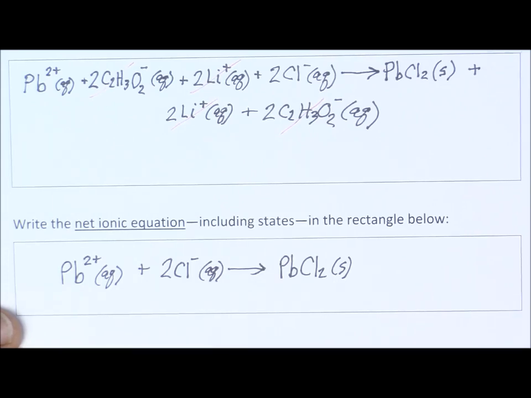Now how about charges? On the left-hand side, we have 2 positive charges with the lead. We have 2 negative charges with the 2 chlorides, so positive 2 and negative 2 cancel each other out, giving us a net charge of 0 on the left. And then for this solid compound, well, all ionic solids are neutral, so there's a net charge of 0 on this side. So charge of 0, charge of 0. So this equation is also balanced from the charge point of view.